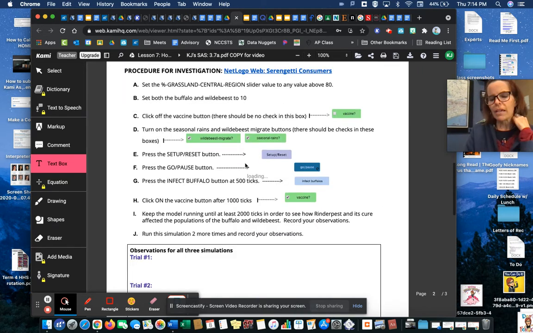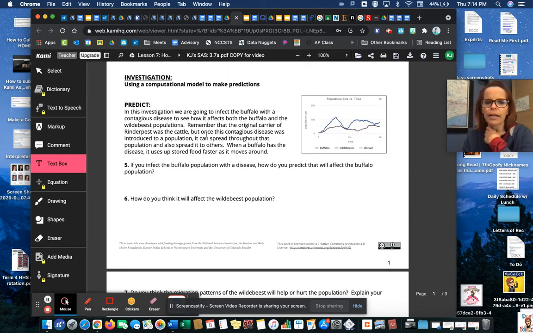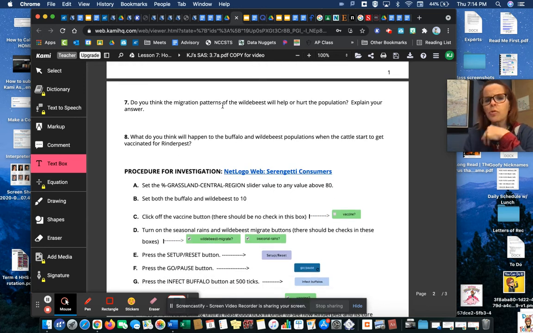We're going to scooch over. So just reminding you, this one's blank right now, but just reminding you what we've been talking about. We'd made predictions, and we said, if you infect the buffalo population with a disease, how do you predict that will affect them? And we said the population will decrease. And same with the wildebeest. We think the population will decrease. Okay, pretty straightforward. We were also wondering and making some predictions about how the wildebeest migrating were going to impact things. And I think there's going to be some surprises. And then what did you think were going to happen to the buffalo and wildebeest when the cattle start to get vaccinated from rinderpest? And I don't think there's any huge surprises there.